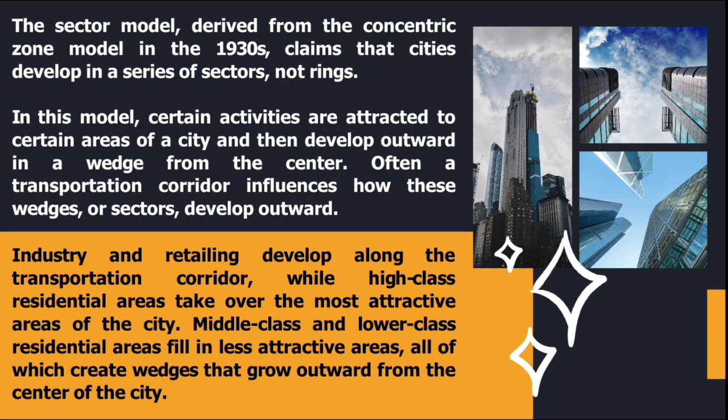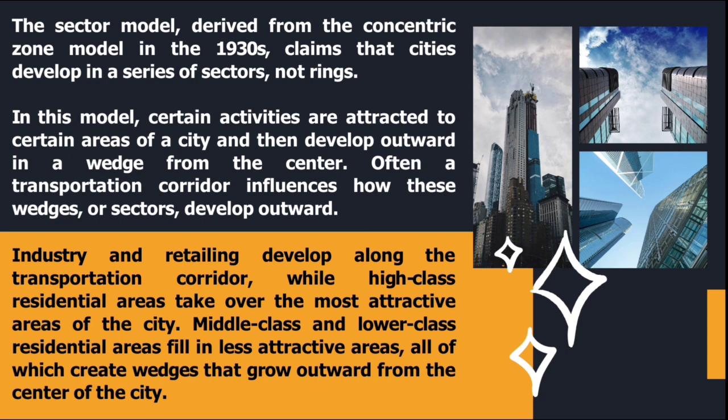Industry and retailing develop along the transportation corridor, while high-class residential areas take over the most attractive areas of the city. Middle-class and lower-class residential areas fill in less attractive areas, all of which create wedges that go outward from the center of the city. Additionally, this sector model has 5 sections: the CBD, industry, low-class residential, middle-class residential, and high-class residential.